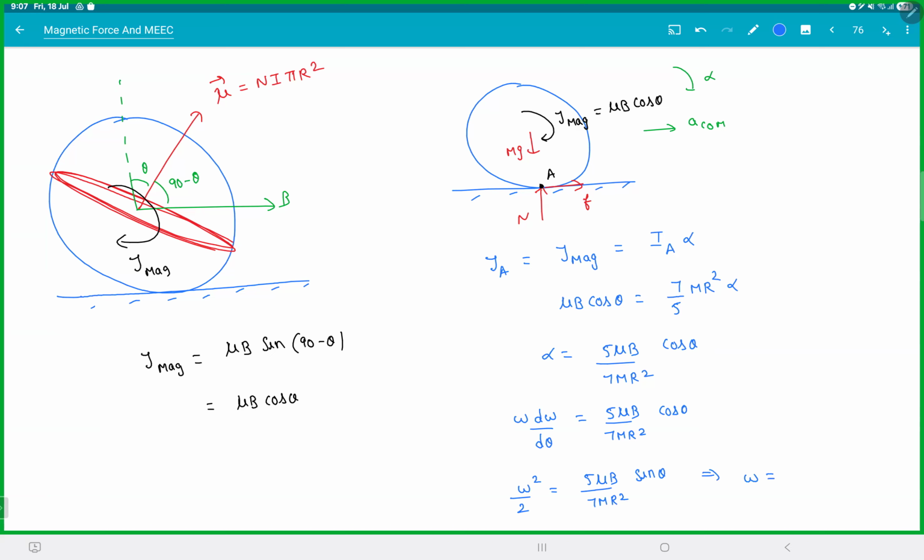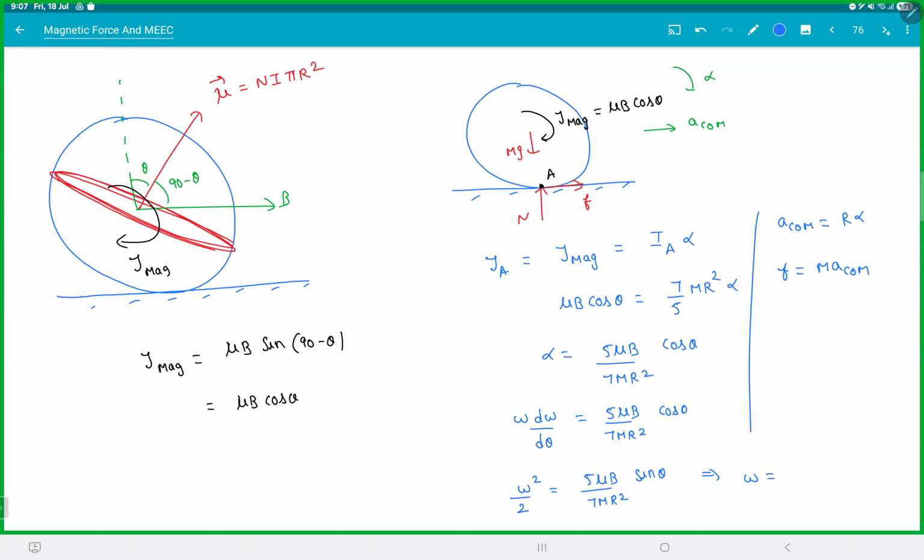You want acceleration of center of mass? A center of mass will be r alpha. You want friction, there is only one horizontal force, F is equal to m a center of mass. There you get everything. Clear with this?